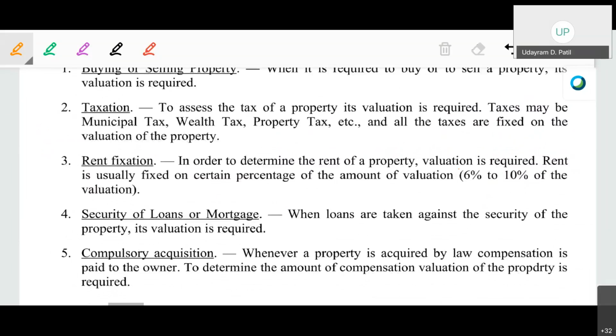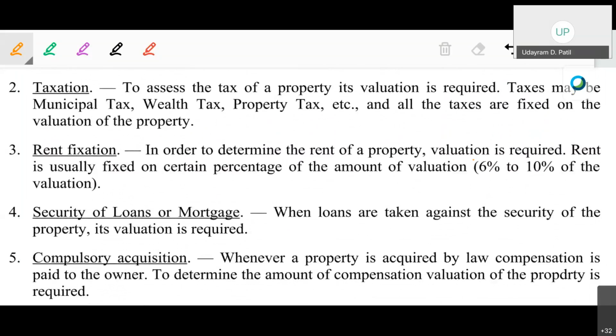Okay, so for the taxation we will require the valuation again. For the rent fixation, okay, again, if I am giving my particular property as a rent, I will have to consider the return from that particular property. Okay, समजा माझी 10 लाखाची बिल्डिंग आहे. Okay, I have a building whose current market price is 10 lakh rupees. So I should collect a certain amount so that it will be profitable for me to give the particular building to another owner.